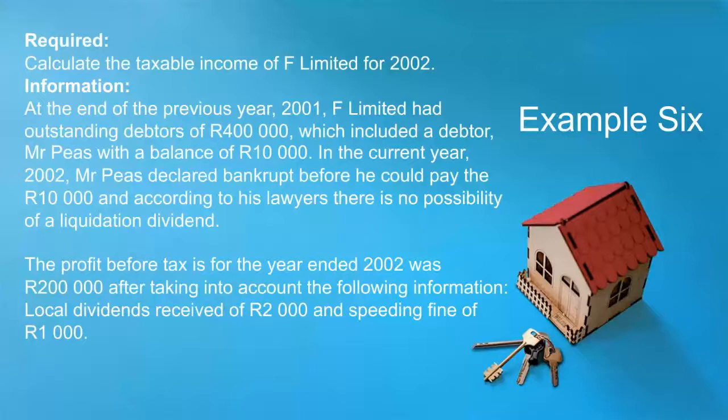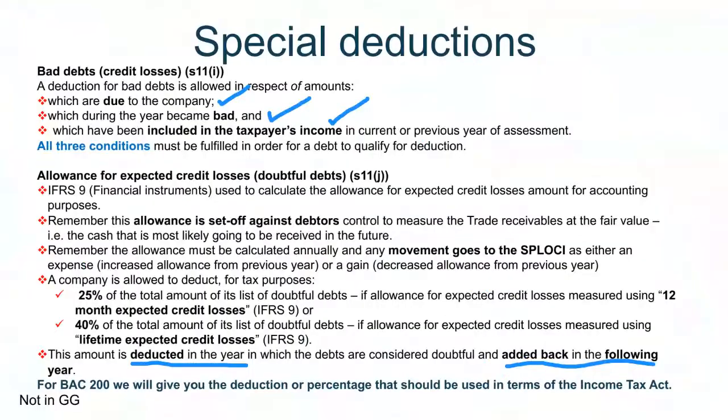This first example is going to deal with the bad debts or credit losses. Now, I just want to remind us, in order for us to deduct the bad debts, it must be due to the company, it must have gone bad, and it must have been included in taxable profits sometime in the past. So we must have been taxed on it, right? So let's have a look at this example and let's see if it makes more sense.